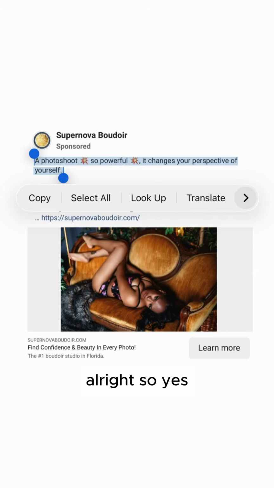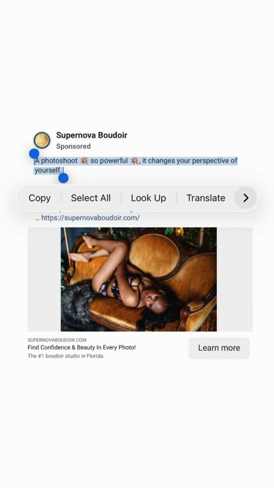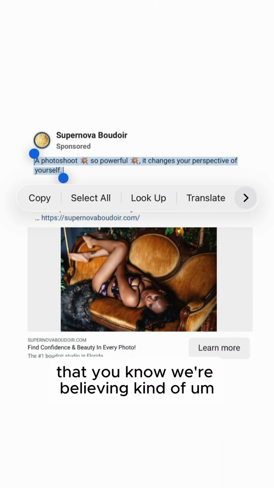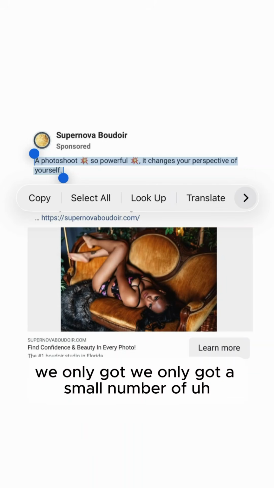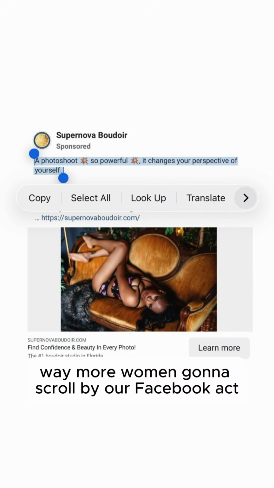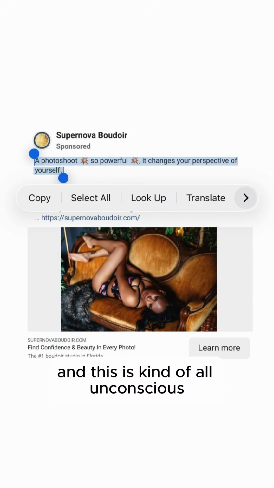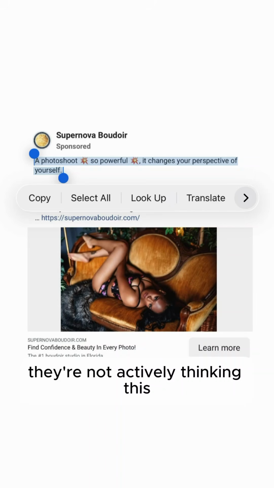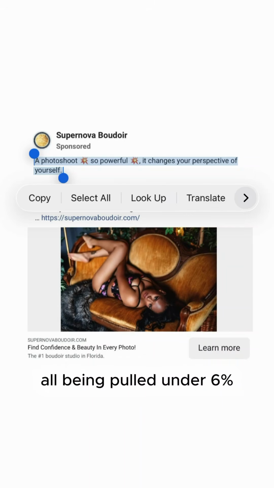All right, so yes, the lack of context mistake. The false belief that caused us to make this mistake is that we're believing that we have enough context here, but it's not. We only have a small number of context points. The consequence of this is way more women are going to scroll by our Facebook ad because they don't feel it's for them. And this is all unconscious. They're not actively thinking this. So more women scrolling by, our unique CTR being pulled under 6%, wasting our money.